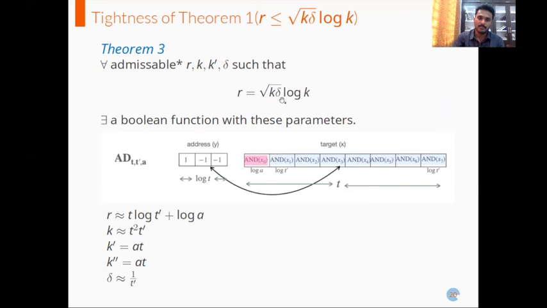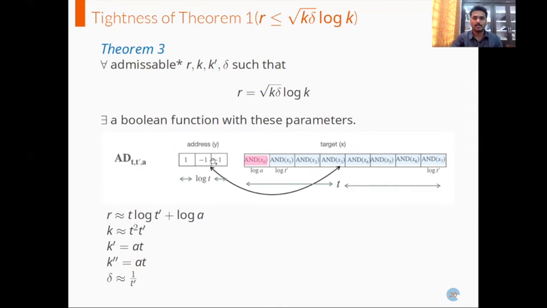The formal statement is that for all admissible R, K, K prime and delta, such that R is equal to square root K delta log K, we show Boolean functions whose sparsity is K, dimension is R, max entropy is K double prime, weight is delta, and moreover R is square root K delta log K. How do we do that?